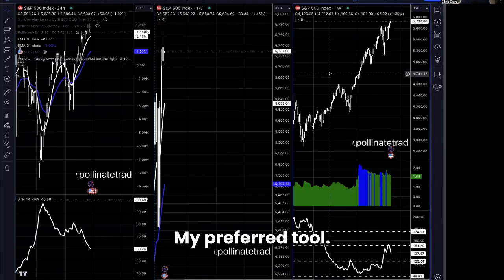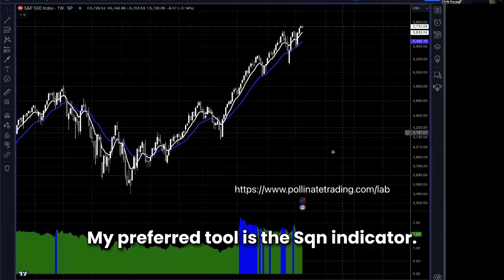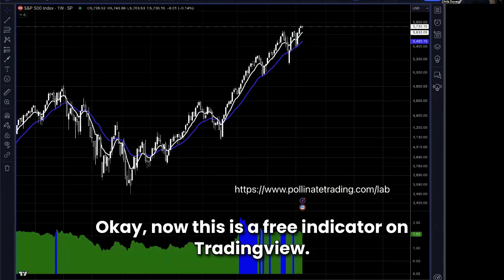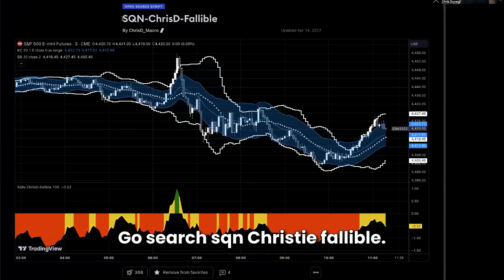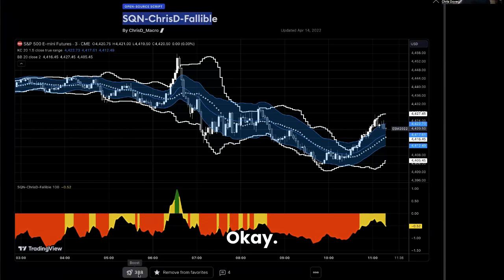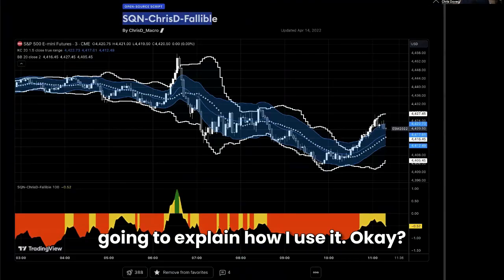My preferred tool, here it is. My preferred tool is the SQN indicator. Okay. Now, this is a free indicator on TradingView. Go search SQN Christie Fallible. Okay. On TradingView, it's free. Feel free to just grab it. And I'm going to explain how I use it.